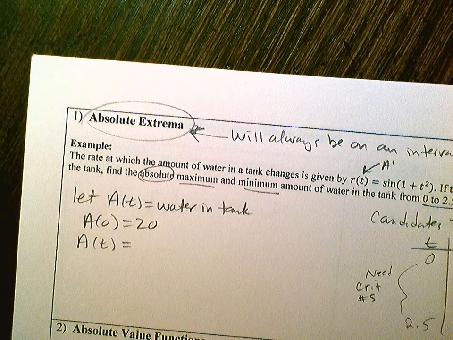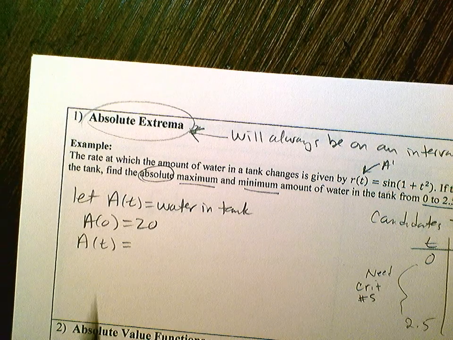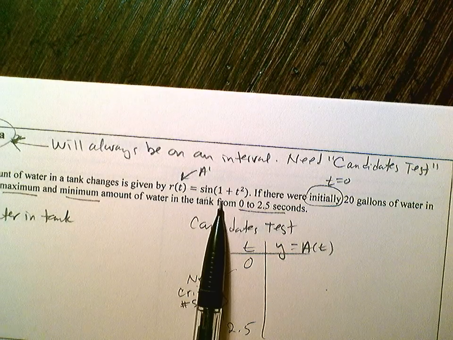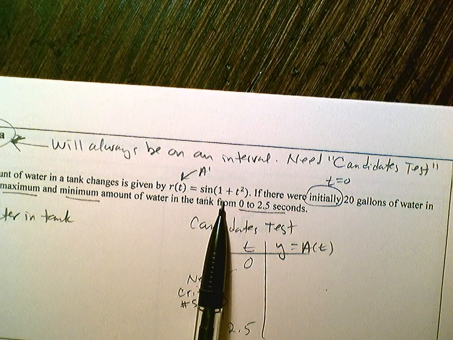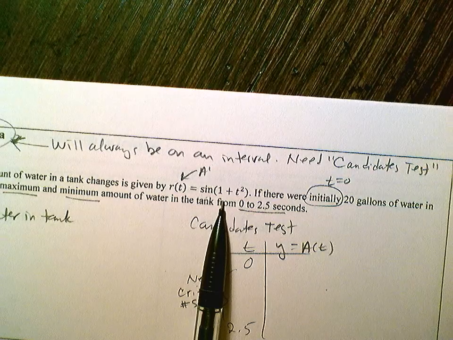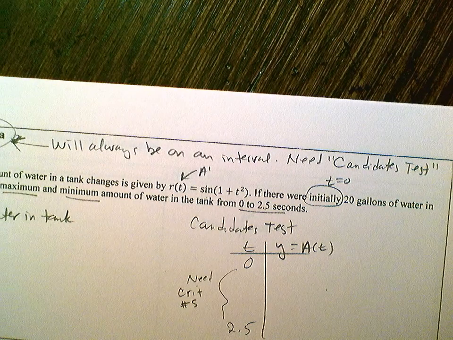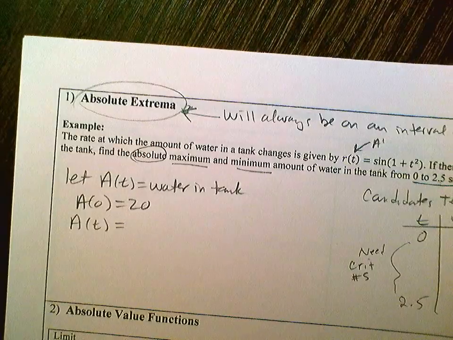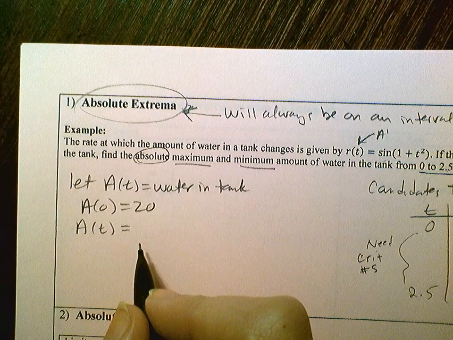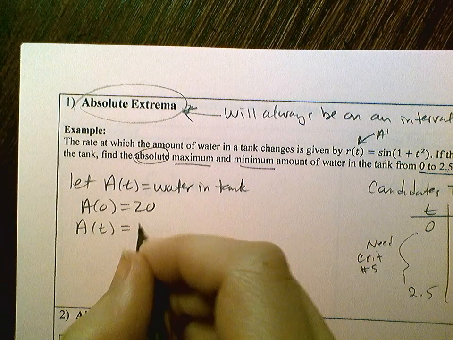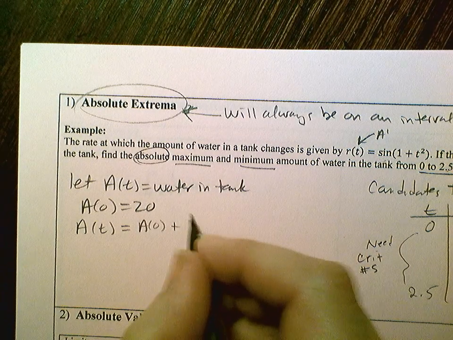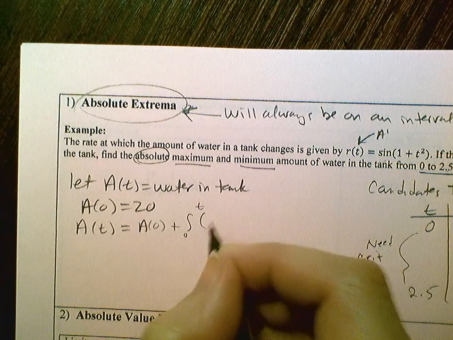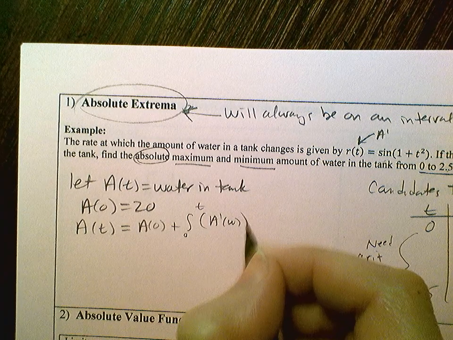So the answer to the question, do we need a limit, a derivative, or an antiderivative, is we need an antiderivative. I can't take the antiderivative of something like this. There's not a formula for it. There's no technique for it. When you can't find the antiderivative, you've got to use the antiderivative with an integral formula. So A of T is going to be A of 0 plus the integral from 0 to t, and then in here is going to go A prime of w dw.